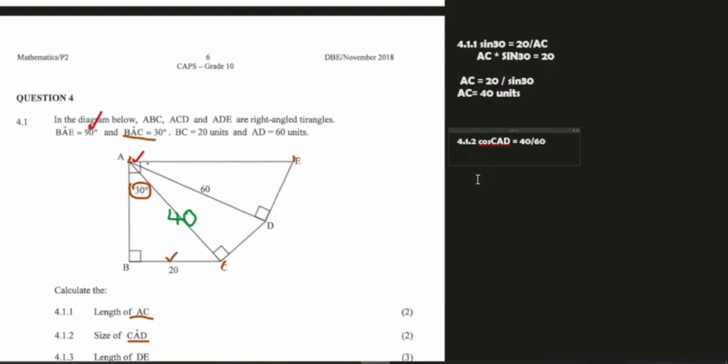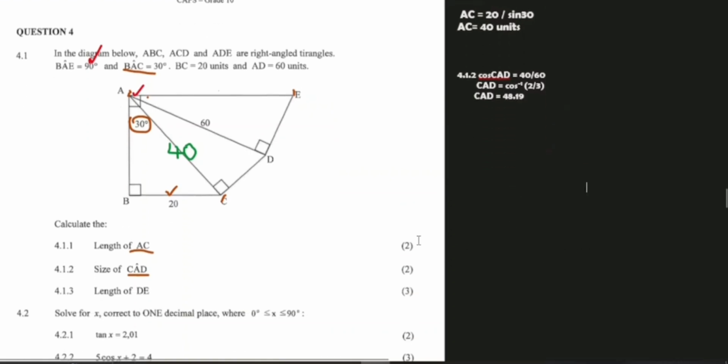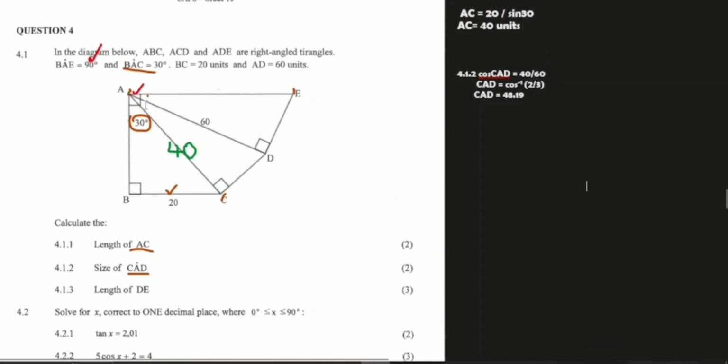So in order to get angle CAD, you're going to have to say cos inverse of 4 over 6, or 2 over 3. And then what's your final answer? It's equal to 48.19 degrees. Right? Now we have this angle over here, and then we also have angle CAD. Now we can calculate angle DAE.